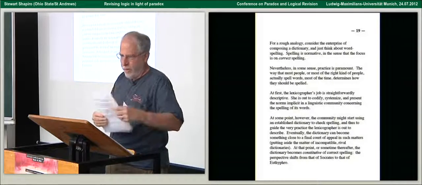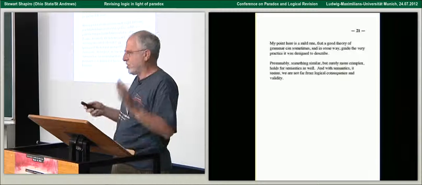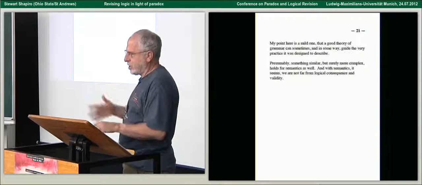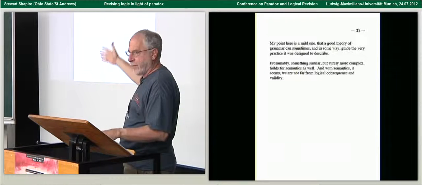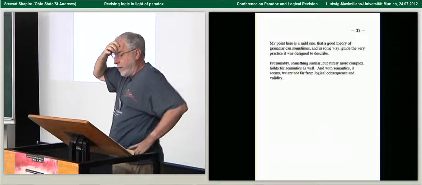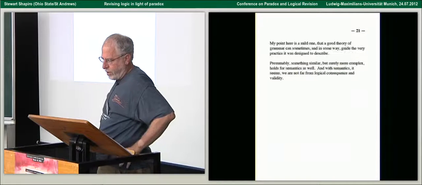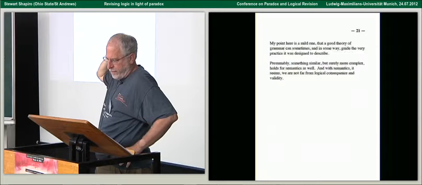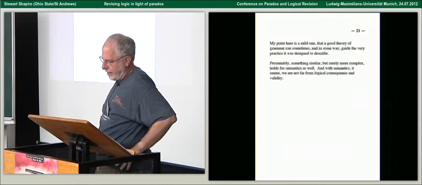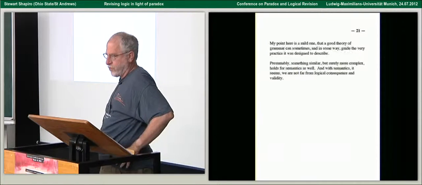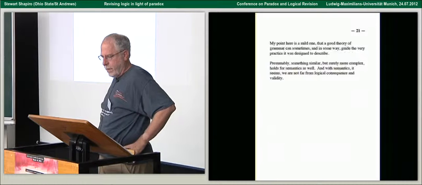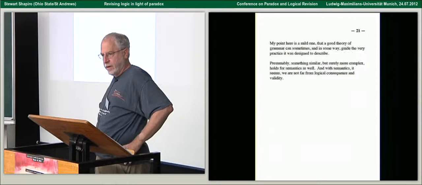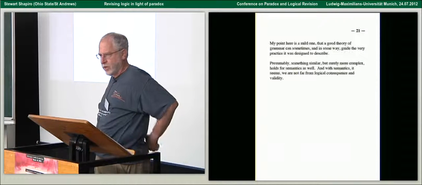All right. So my point here, though, is a mild one. I realize there's a lot going on here, and it isn't as straightforward as a crucial experiment or anything like that. But the mild point is that a good theory of grammar can sometimes and in some way guide the very practice it was designed to describe. Now, presumably something like that, but surely more complex, holds for semantics as well. And with semantics, it seems we're not very far from logical consequence and validity, at least on some accounts of logical consequence and validity.